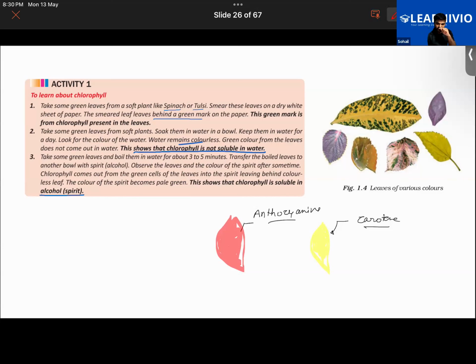Is that clear to everyone? Because of its property, it has got such a property that it gets dissolved when it must be reacting with it. That's why. So that is the thing.